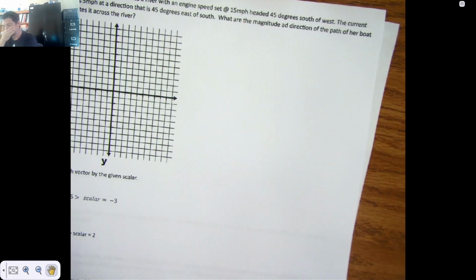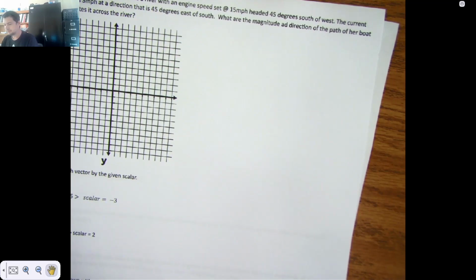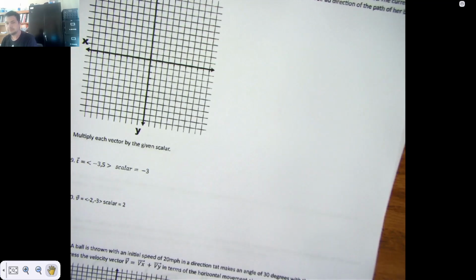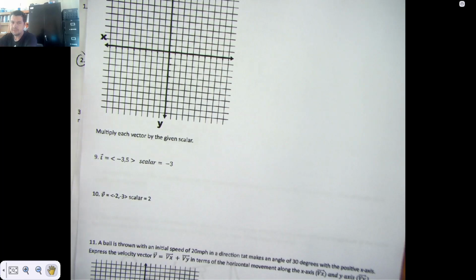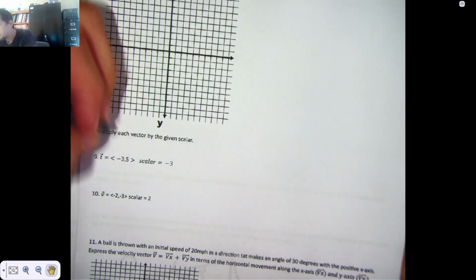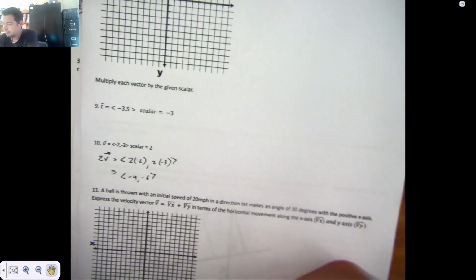Let's see here. You ought to be able to do 9 and 10. If for some reason you can't do 10, I don't know what's wrong with you. But twice this vector would be where you take the individual components and you multiply them by the 2. That's twice a vector. So 9 is simple.